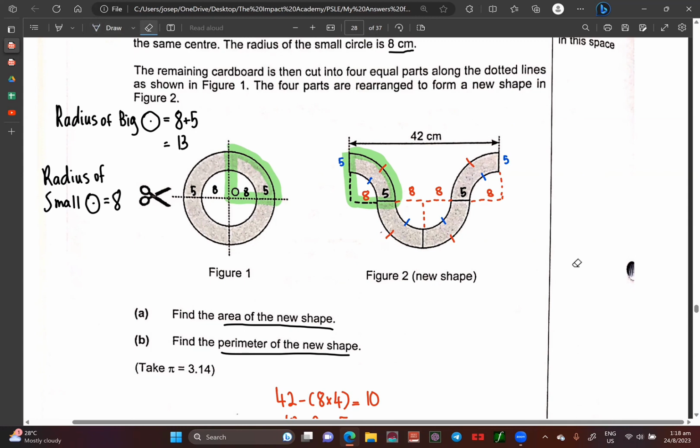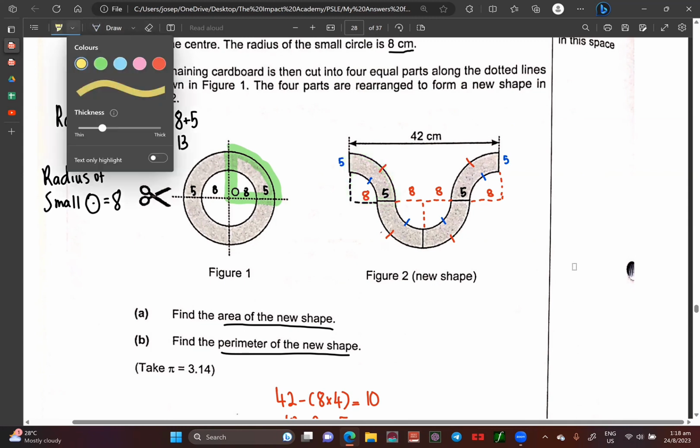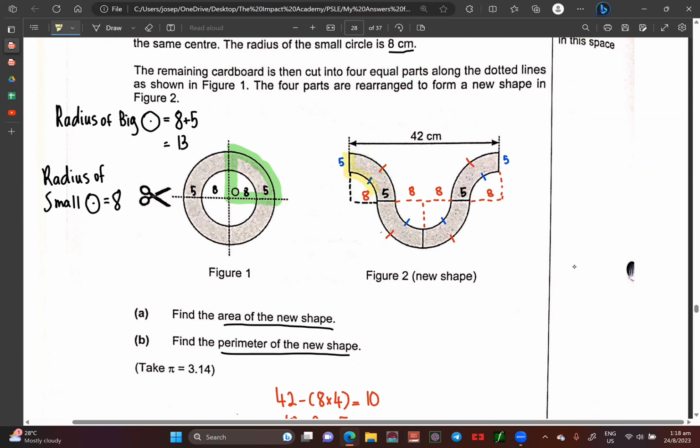So what I like to do is highlight it so that I have a better view of what I'm trying to find. So let's start from here. We go down all the way up, go up.